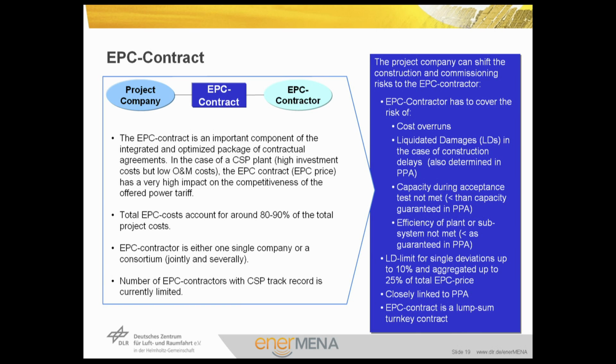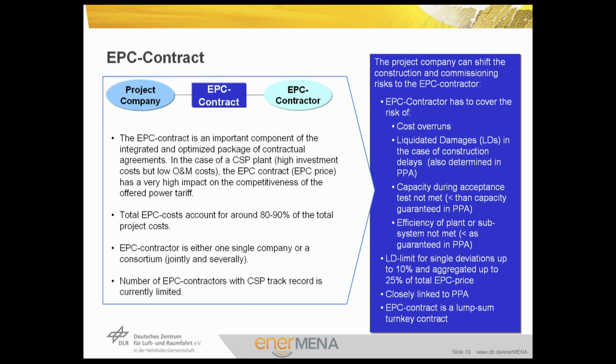In this regard, there is also an overall aggregated ceiling of typically up to 25% of the EPC price for performance LDs and delay LDs, and the whole setup ends around 25%. It is closely linked to the power purchase agreement, as I explained, in terms of the back-to-back principle. The EPC contract is a lump sum turnkey contract, and we are talking about a one lot contract.